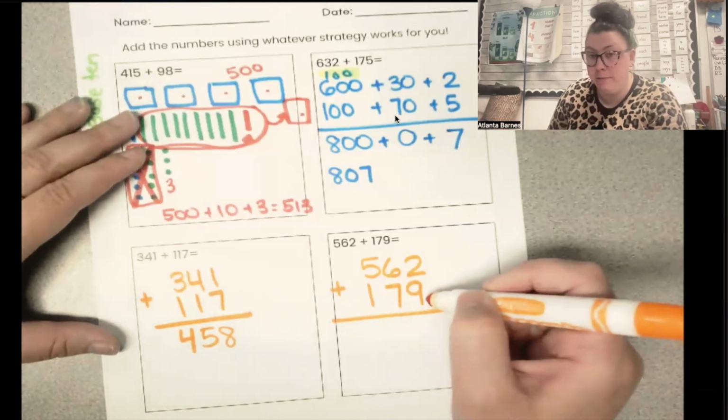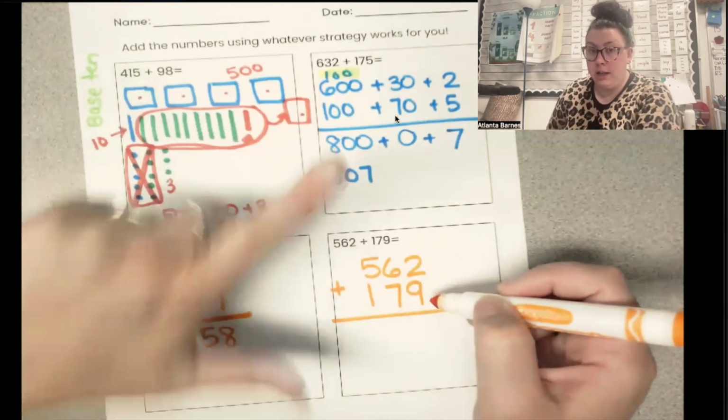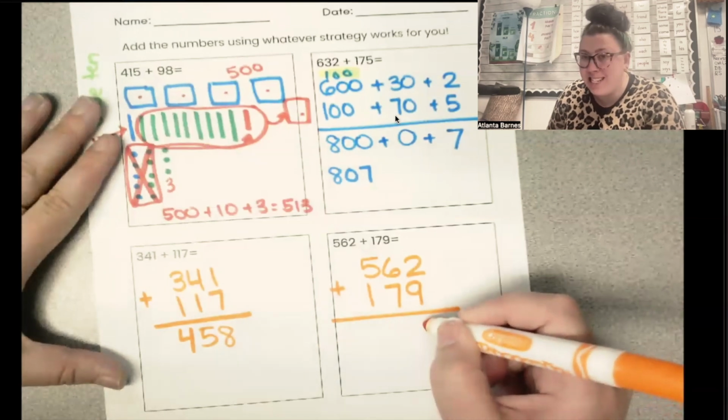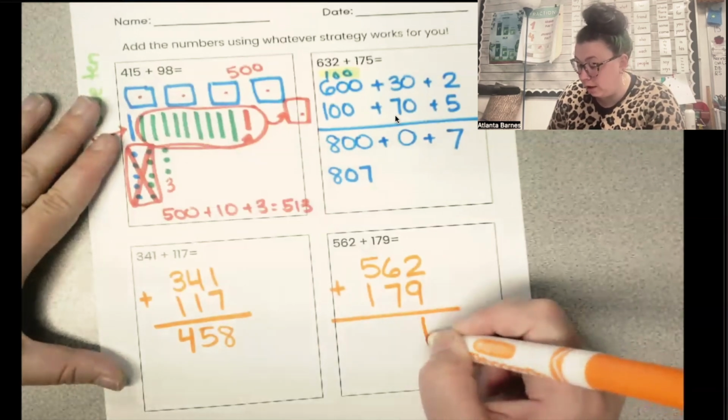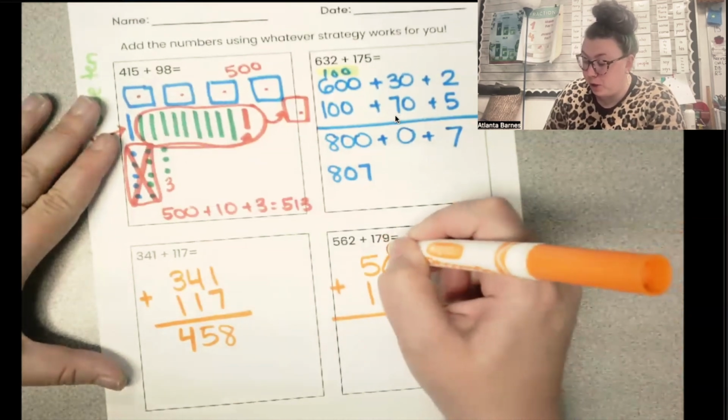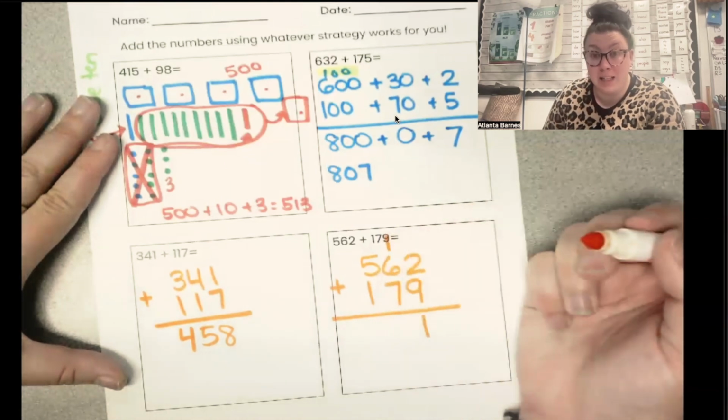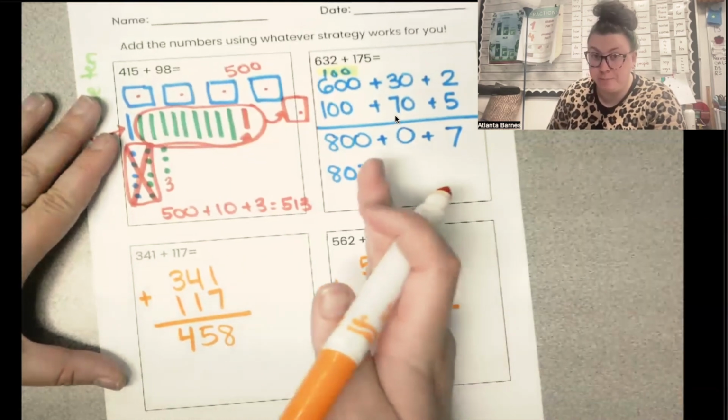We have 2 plus 9, 9, 10, 11. So I can only put one digit here. So I can put a 1 here for my ones place, and I have to put another 1 here for my tens place because the tens place is here.